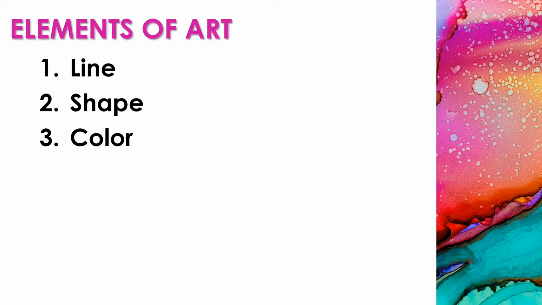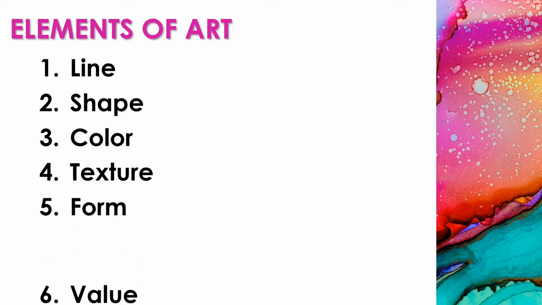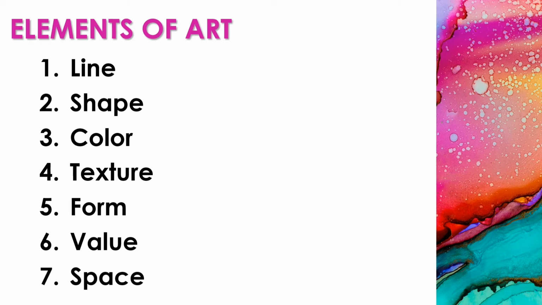Before we proceed to our main lesson, let's have first a recapitulation of what you have studied in your past grade levels. What are elements of arts? Elements of art are stylistic features that are included within an art piece to help the artist communicate. We have 7 most common elements, and these include line, shape, color, texture, form, value, and space.